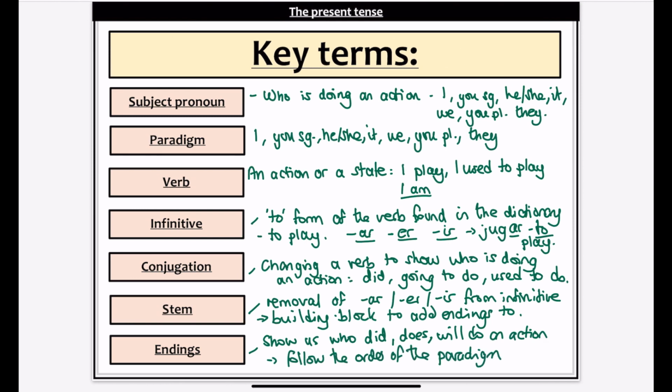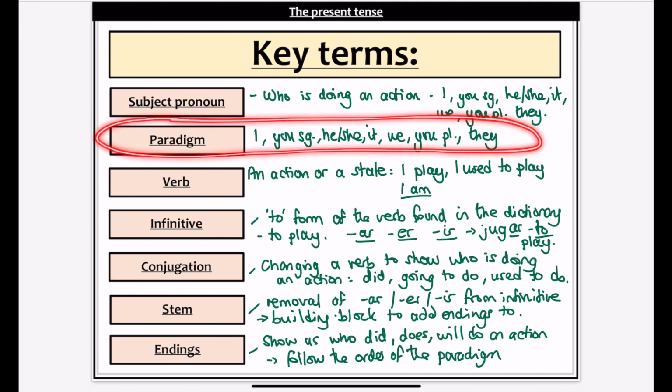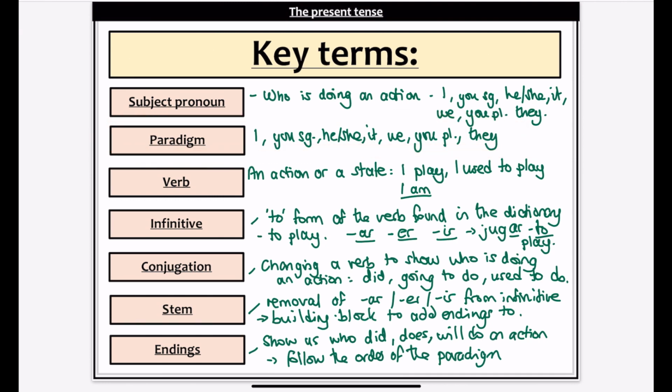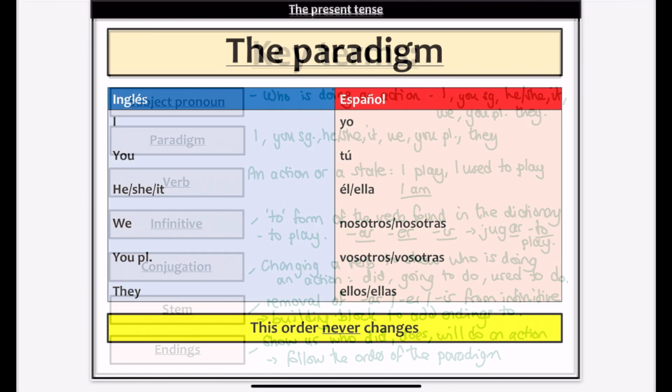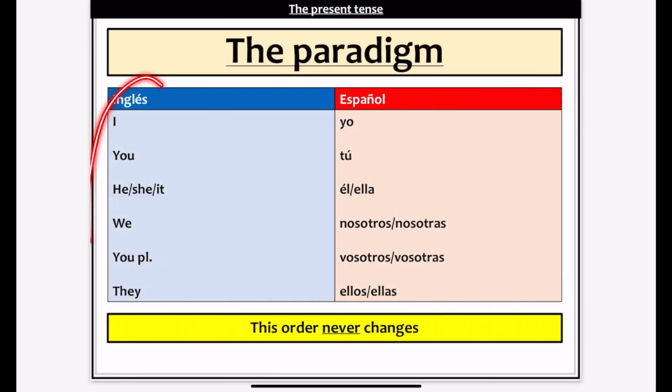So the endings always follow this paradigm order of I, you singular, he, she, it, we, you plural, they. On the left-hand side of the screen in blue, you have got the English order of the paradigm: I, you, he, she, it, we, you plural, they. Those are the subject pronouns in that order, and you've got the subject pronouns in Spanish on the right-hand side, in that order. So yo, tú, él, ella, nosotros, nosotras, vosotros, vosotras, ellos, ellas.